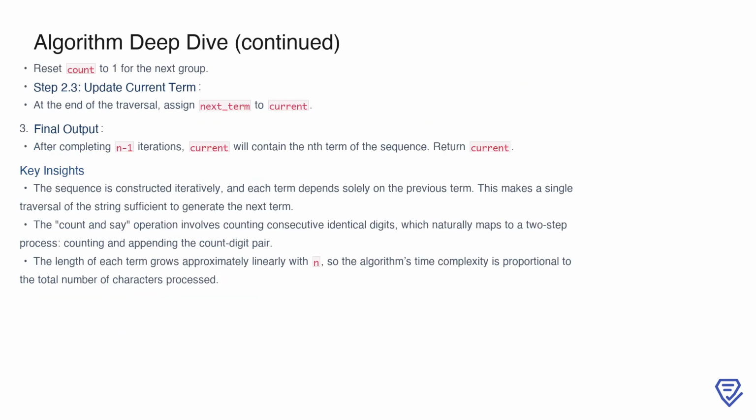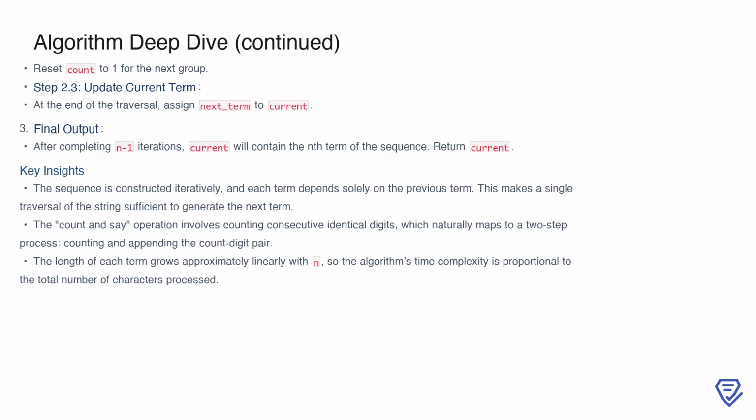When a group of identical digits ends, either because the next digit is different or we've reached the end of the string, we append the count and the digit to the next_term string. After processing all groups within the current term, we update current to point to the newly constructed next_term. This ensures that each term builds on the previous one. Once we've completed n-1 iterations, the string stored in current will represent the nth term of the sequence, and we return it as the result.